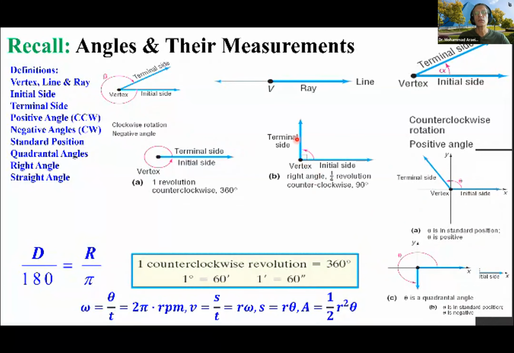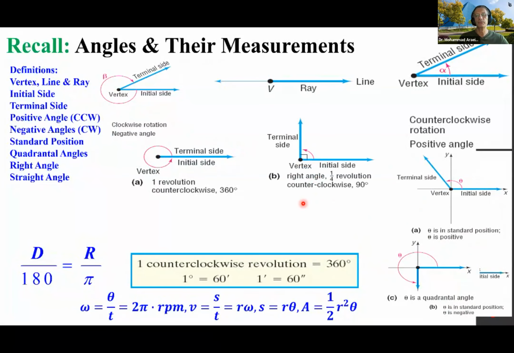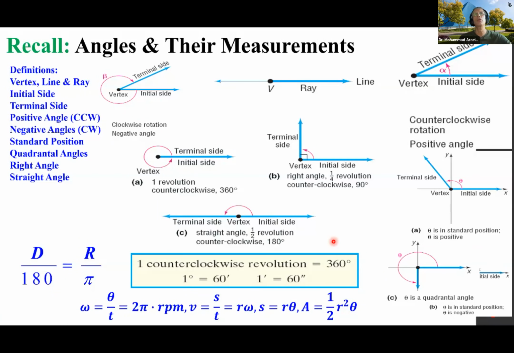Initial side, terminal side. This is 1/4 of a revolution or 90 degrees. This is half a revolution or straight angle or 180 degrees or pi radians. This is what we looked at. Also, we said 1 degree is 60 minutes. 1 minute is 60 seconds. So 1 degree becomes 3,600 seconds.